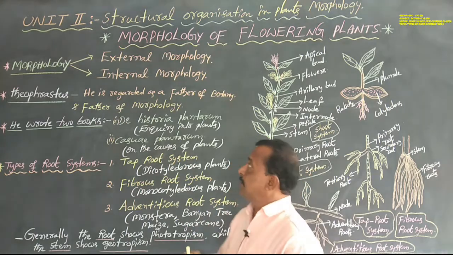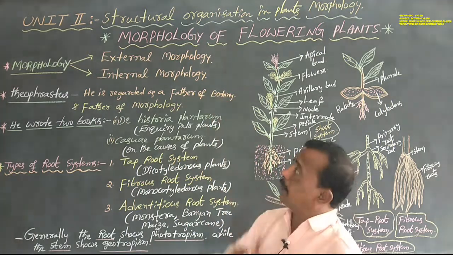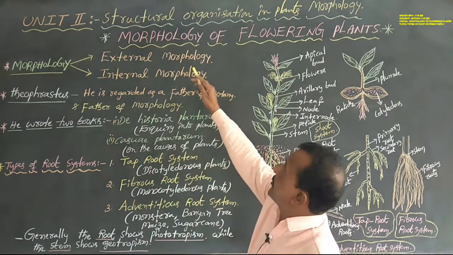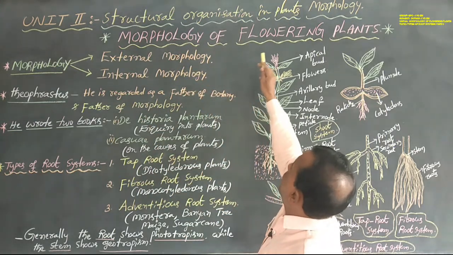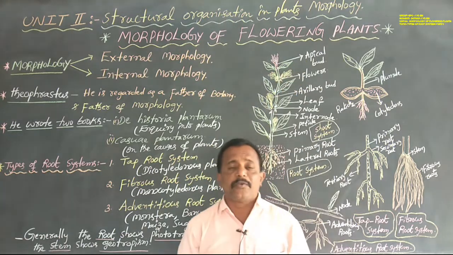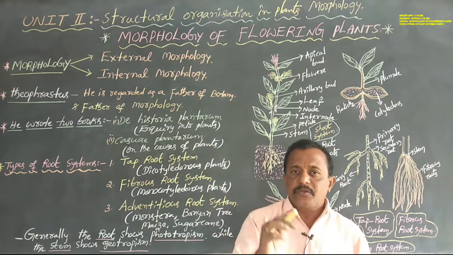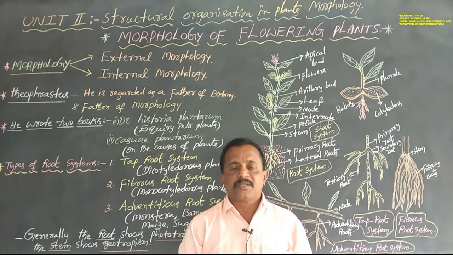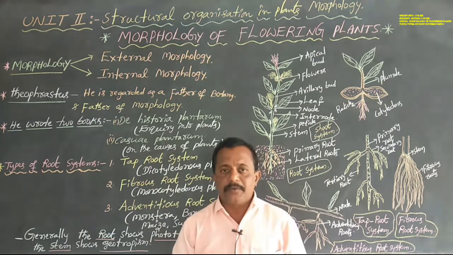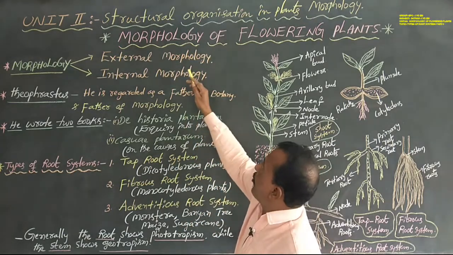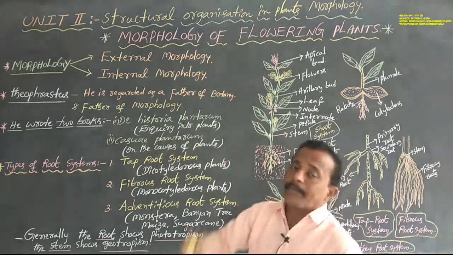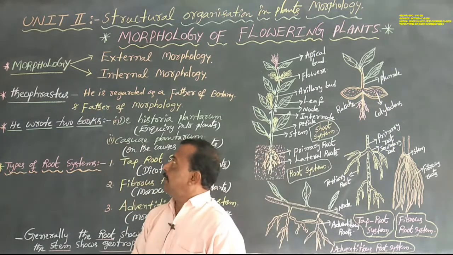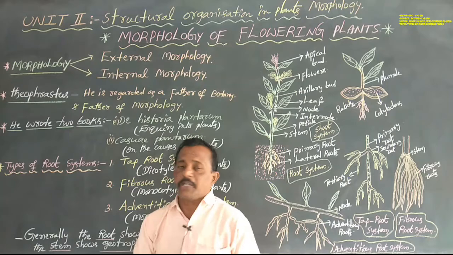Dear students, today we are going to discuss the second unit, that is structural organization in plants, morphology. This unit contains only one chapter, chapter 5, named morphology of flowering plants. Dear students, what is the meaning of morphology?